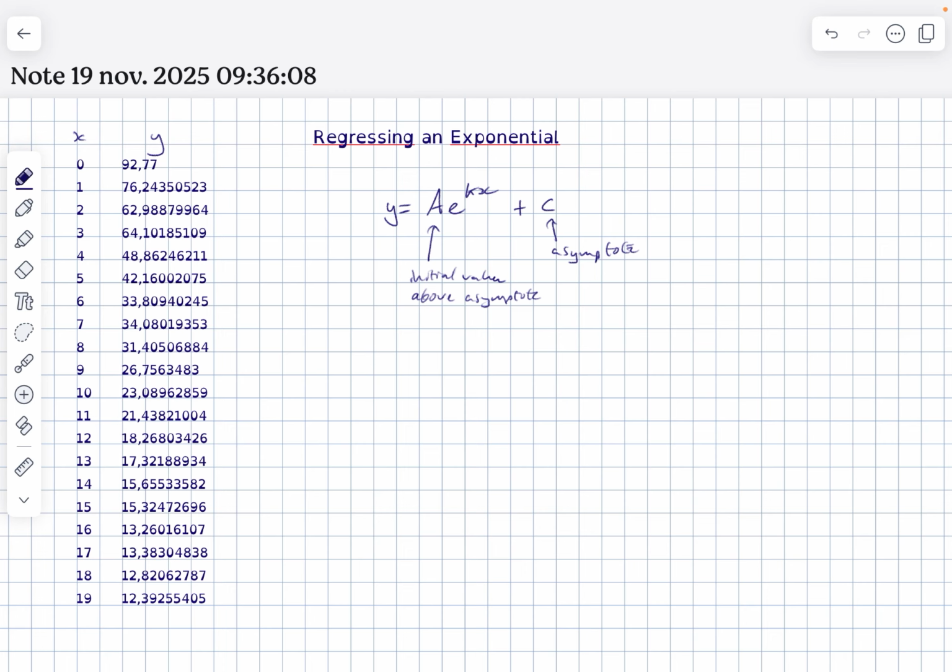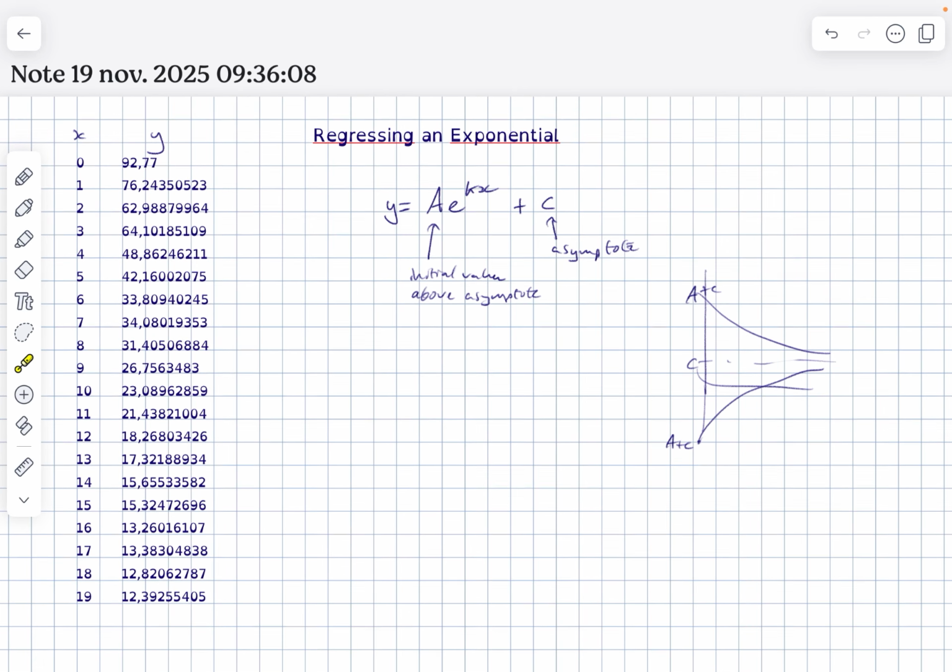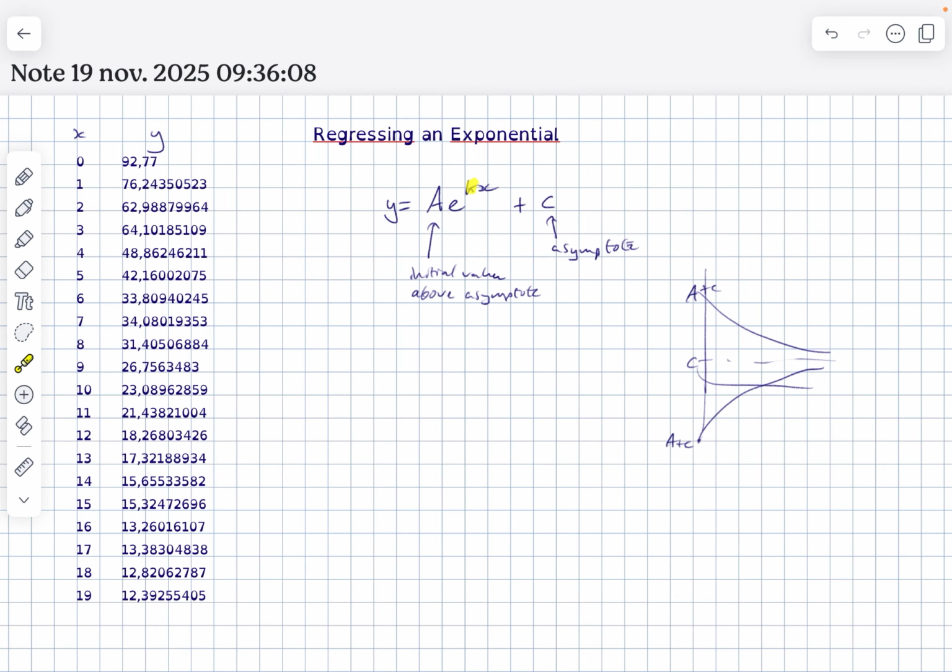So if it's positive, I'll get something that looks like this with an asymptote here at c. That's a plus c. And if I have something that looks like this, it's a plus c again. But if a is negative, it will be below the c, and the graph will go up towards it. And k is generally my multiplier each time I go up by 1, or not exactly because it's an e to the power, but the smaller this number is, the slower it goes down, the bigger the number, the faster it goes down. And c is where my asymptote is. So that's what an exponential graph looks like.